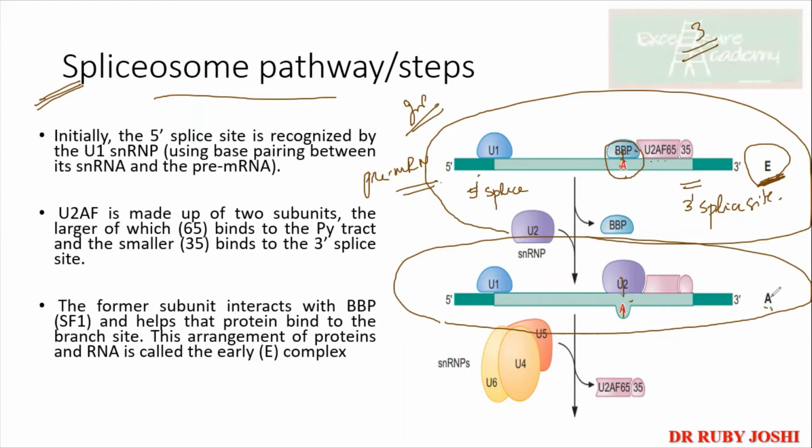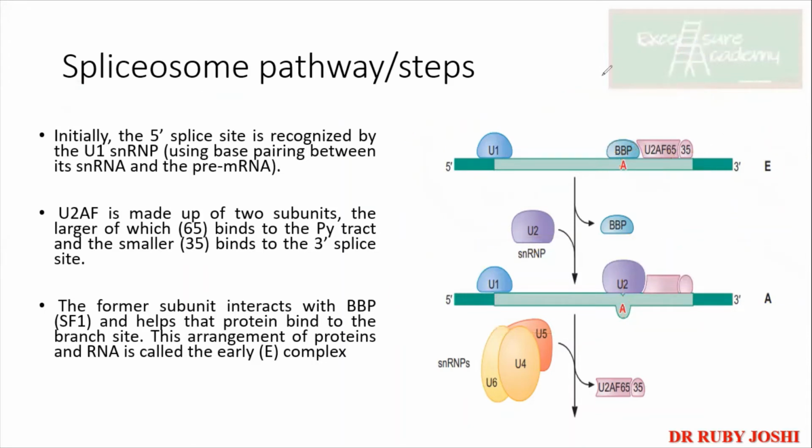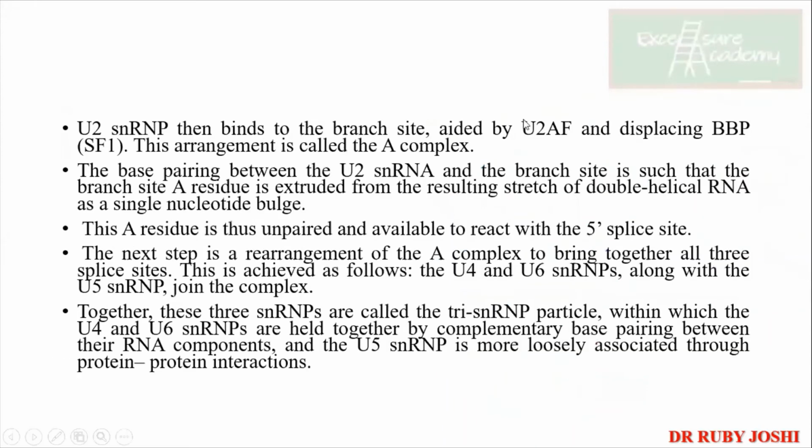Yes, ma'am. Okay. Now I should mention here also that U2AF35 is the one that will bind the 3' splice site, and U2AF65 is the one that will bind the BBP. Okay. This is also important because they do ask what is the arrangement of the U2AF. Don't worry, we'll summarize also. Now U2 came in, we displaced the BBP, and put U2 there.